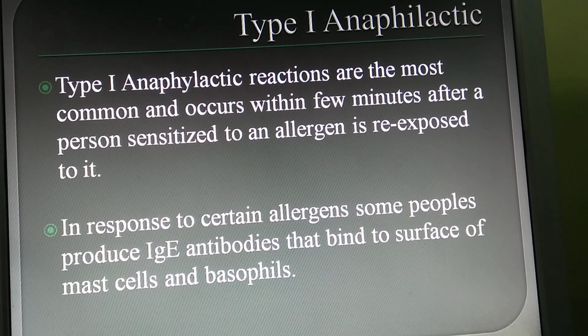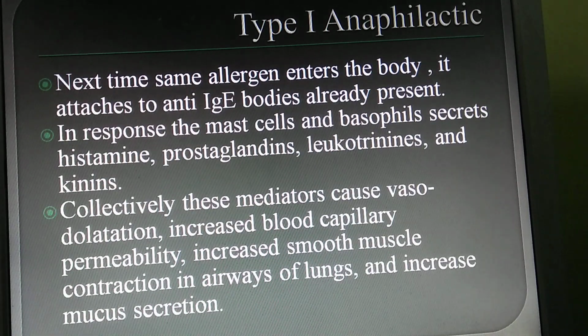In response to certain allergens, some people produce IgE antibodies that bind to the surface of mast cells and basophils. Next time the same allergen enters the body, it attaches to the IgE antibodies already present. In response, the mast cells and basophils secrete histamine, prostaglandin, leukotrienes, and kinin. Remember that this happens the second time, not the first time. So the first time the patient does not experience anything, but the second time a reaction occurs which is known as anaphylactic reaction.